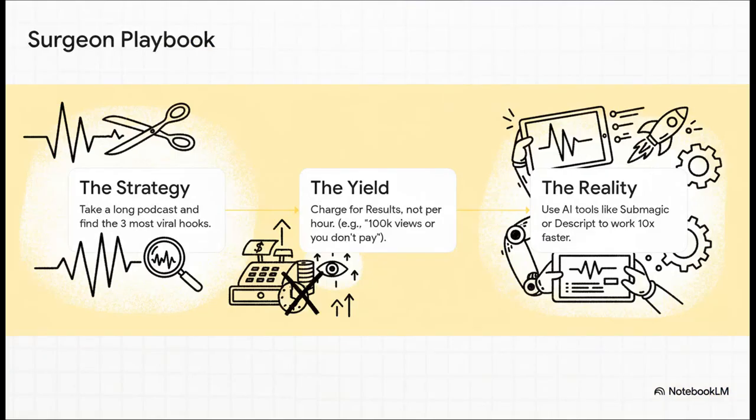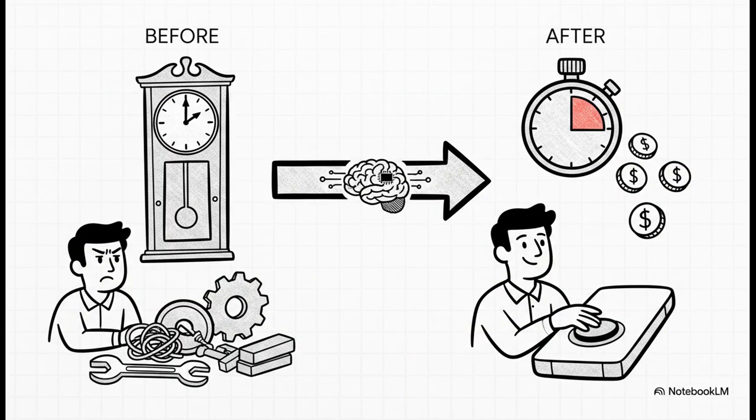So your job is to be the surgeon. You scrub in, you go into that 60-minute interview, and you expertly pull out, say, the 3 most powerful 30-second clips. You slap on some captions and boom, you've just created pure gold. But here's the real power move. You charge for results, not for your hours. Imagine walking up to a client and saying, look, if I don't get you 100,000 views this month, you owe me nothing. How confident does that sound? And honestly, with all the AI editing tools out there now, delivering on that promise is easier than it's ever been. And this right here, this brings us to a really cool idea.